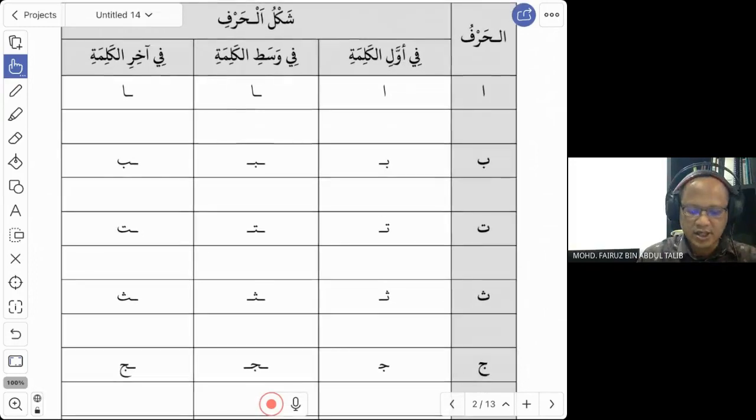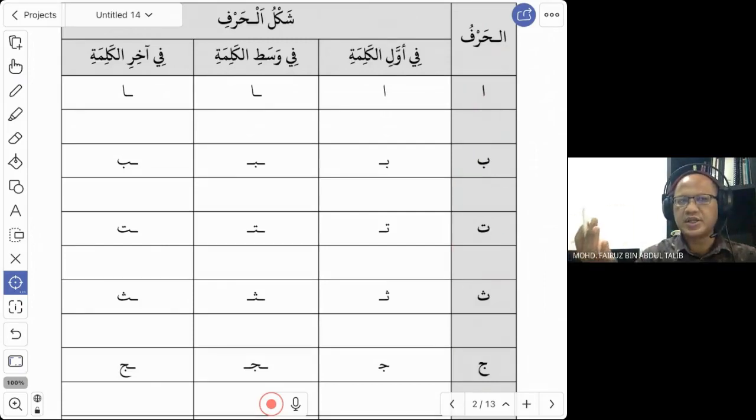So here we have four columns. The first column contains the individual harf, al-harf. Harf means the letter. So these are all the individual letters, the 28 letters, including the additional characters. We will see the additional characters as well.